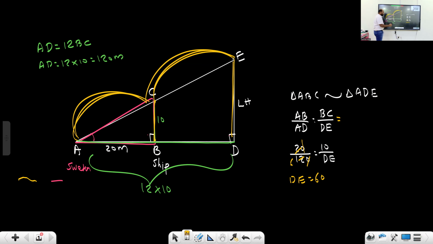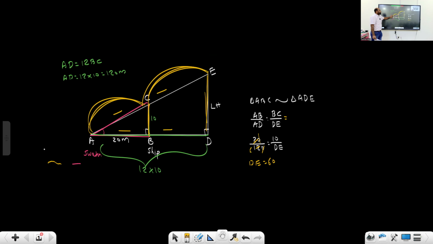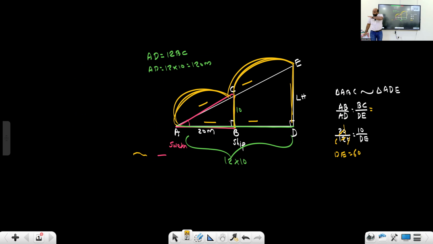We are using BPT. This and this are parallel. Therefore, what we can say, this by this equal to what? This by this. Is it? It is an or question, complete statement, you're right. In triangle ADE, BC parallel DE, therefore by BPT, AB by BD equal to AC by CE.